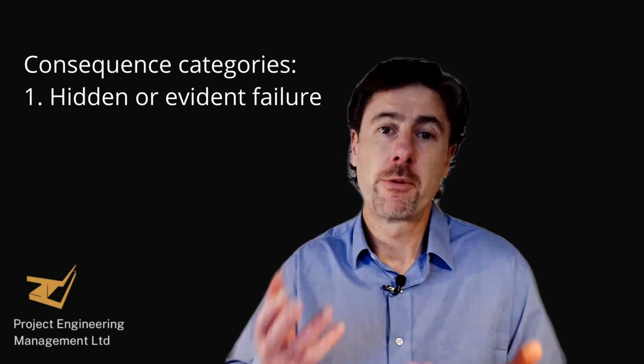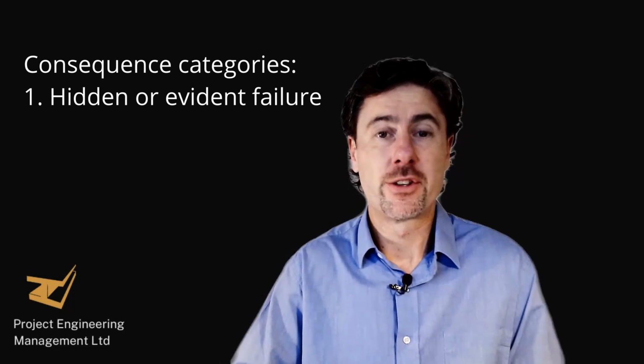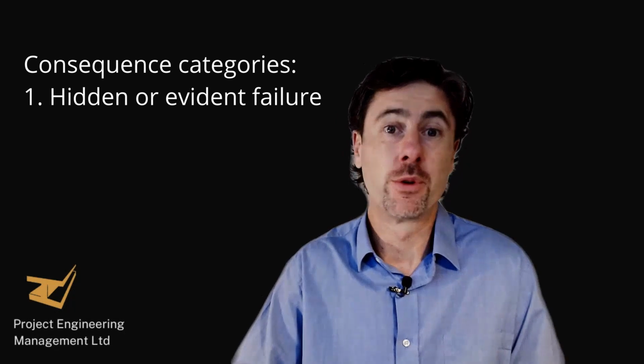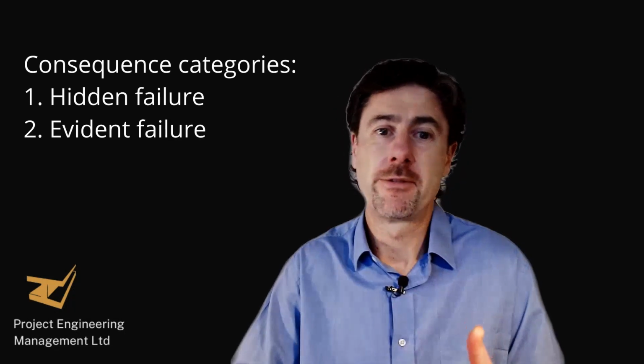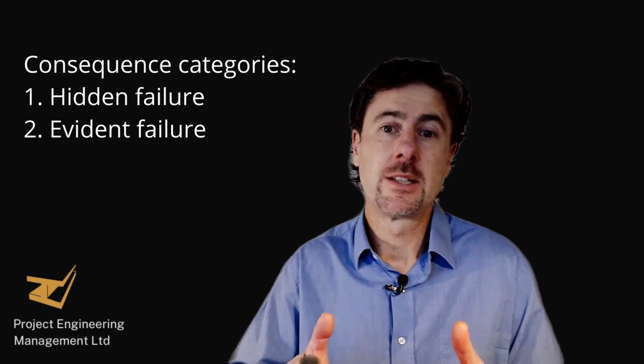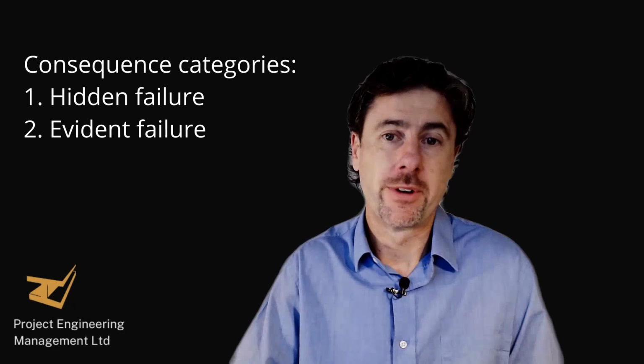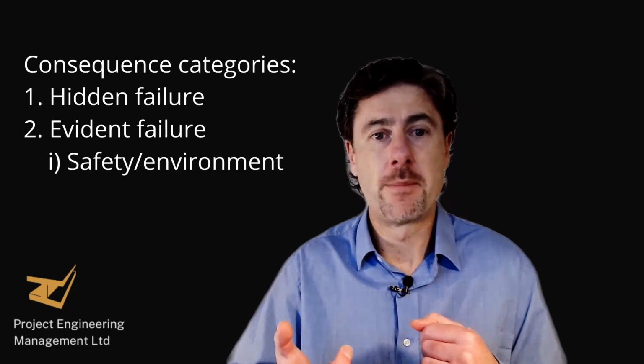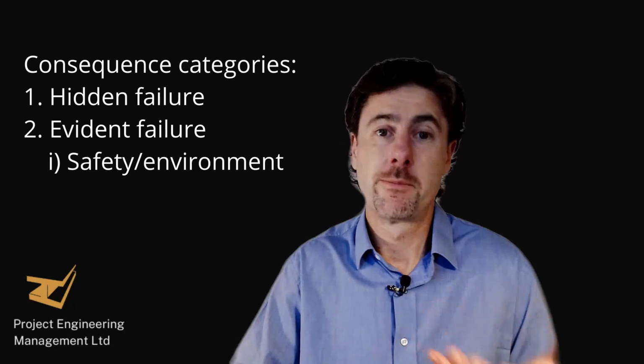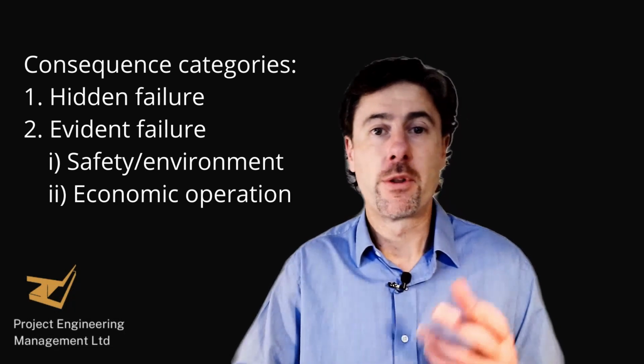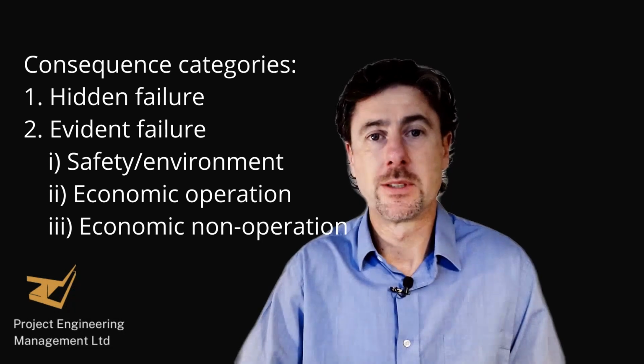According to the standard I've mentioned a few times now, RCM standard SAE JA1011, there are 2 requirements to categorize failure consequences. The first one separates evident failures from hidden failures. Now, this is another whole topic in itself, so I'll need to talk about this in more detail next time. But for the evident failure modes, we need to categorize these failure modes and multiple failures that have safety and environmental consequences from those that have money-based or economic, both operational and non-operational consequences.